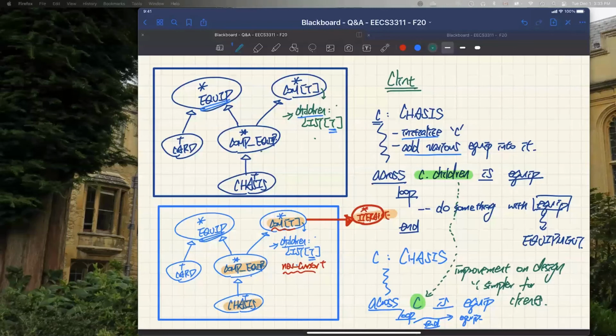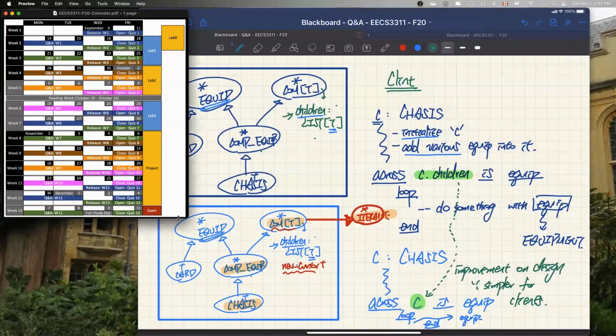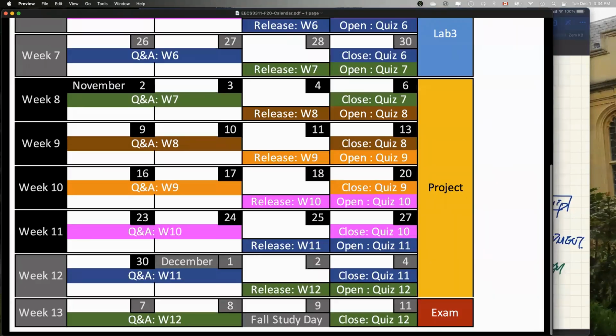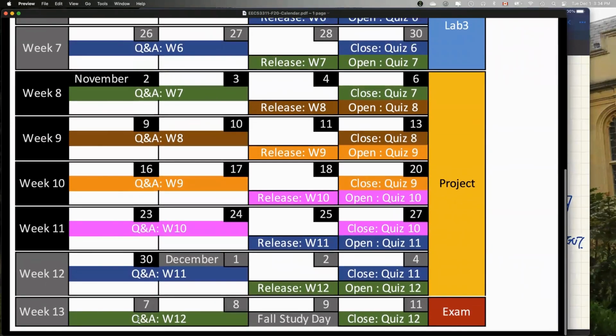Let me show you this diagram. Remember this diagram we went over at the very beginning of the semester. We are now here, December 1st. Officially your week number 12 lecture will start tomorrow, December 2nd. Then next week, Monday and Tuesday, we'll talk about week number 12 to see if you have any questions in order to take your quiz number 12.